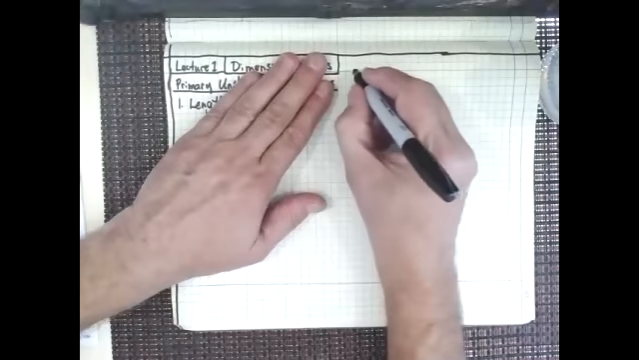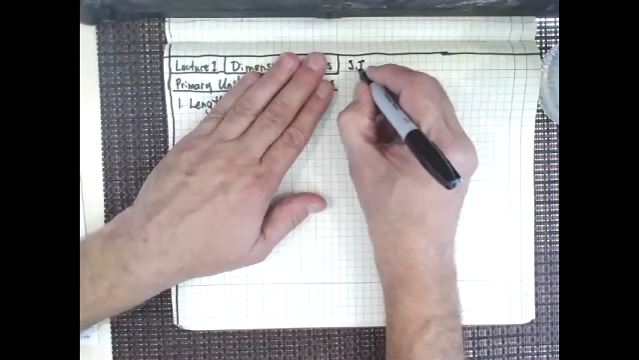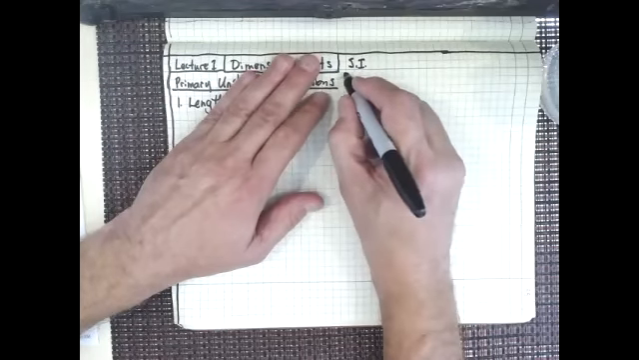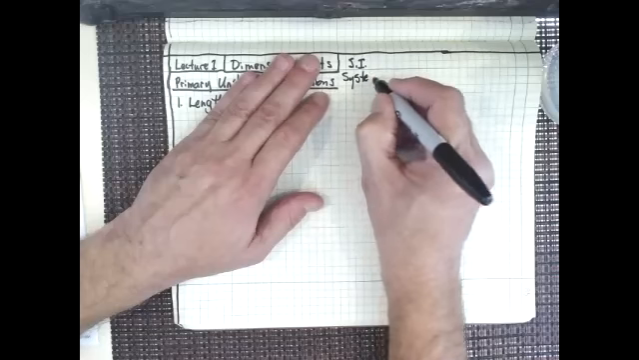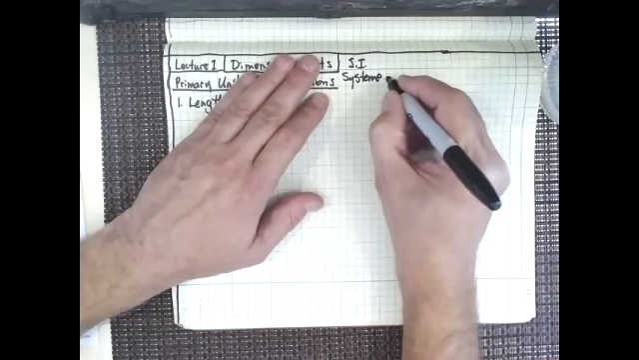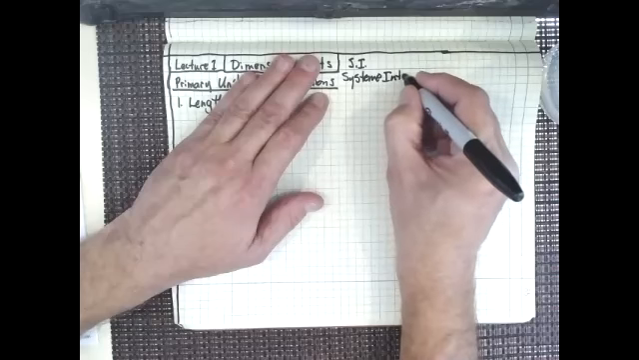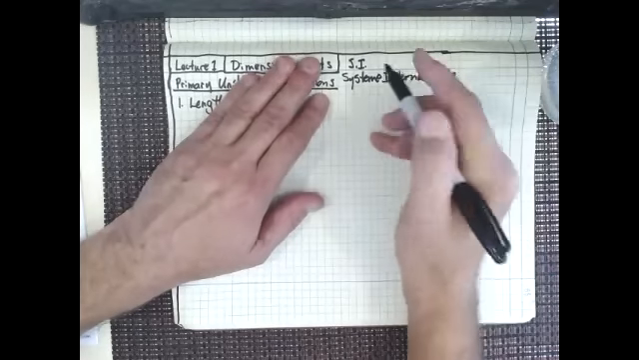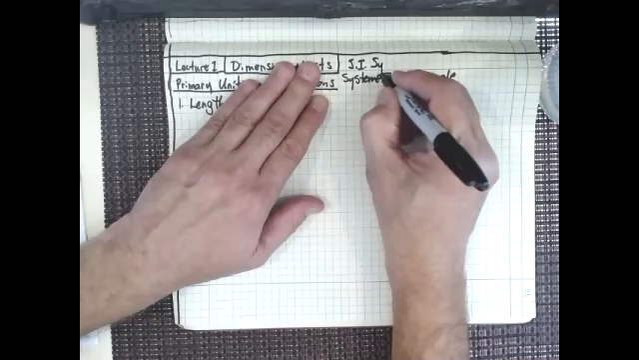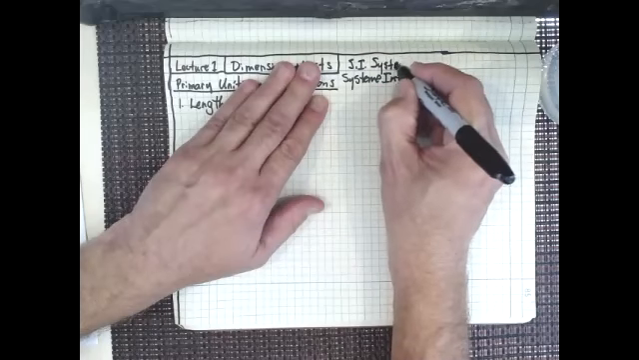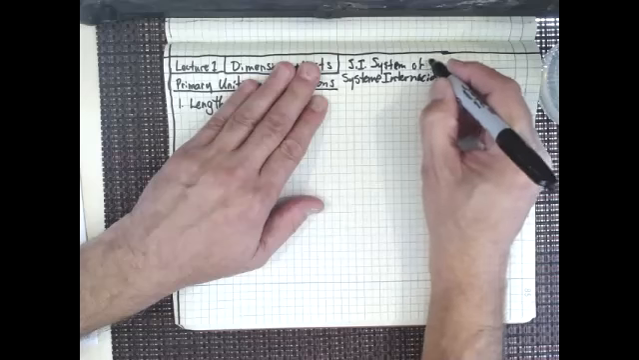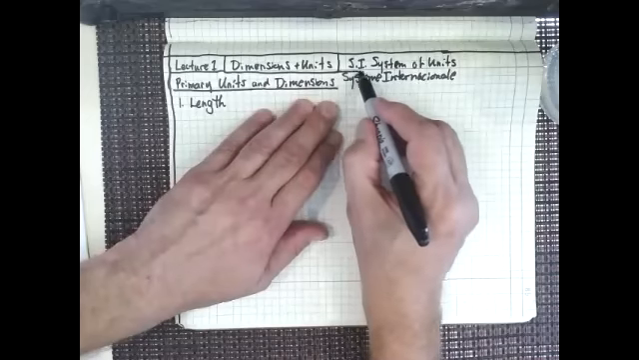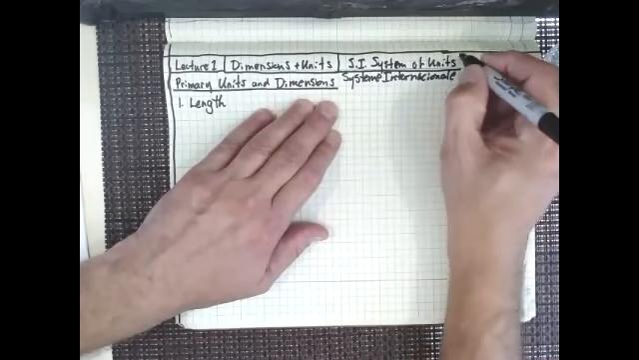Now, there's several systems of units. I'm going to be talking about the SI system of units. What does SI stand for? It stands for système in French. International. So of course the SI system of units is sort of redundant, but that's what it is. So the SI system of units is what we're going to be concentrating on today.